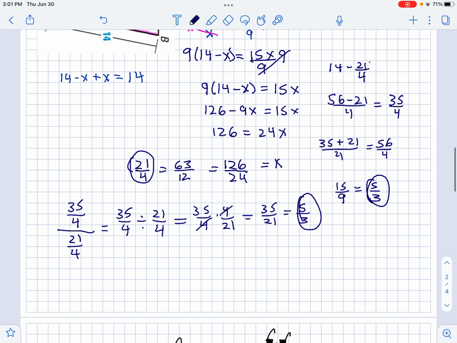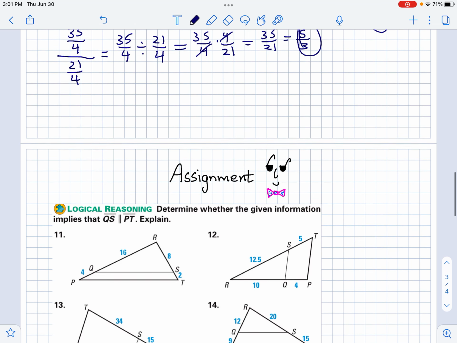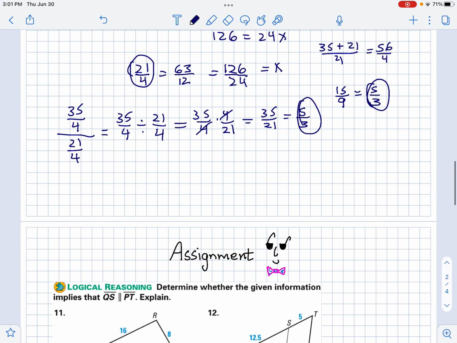All right. So that's how we can utilize these 4 theorems.